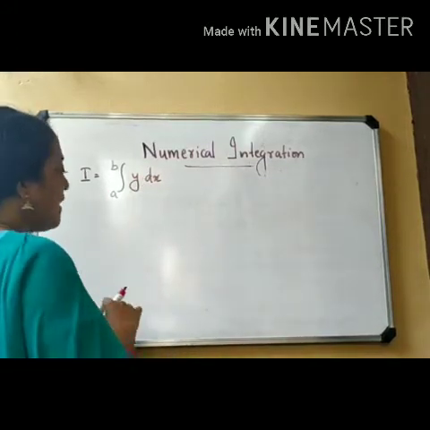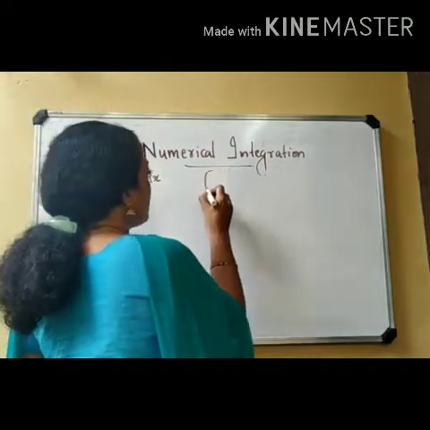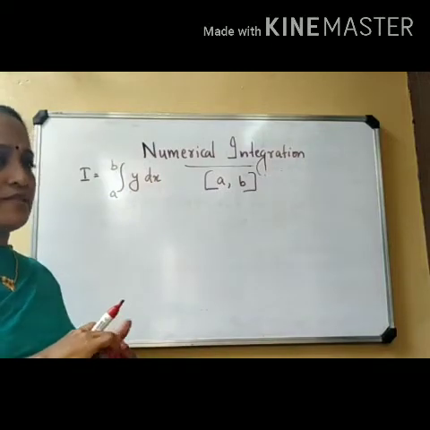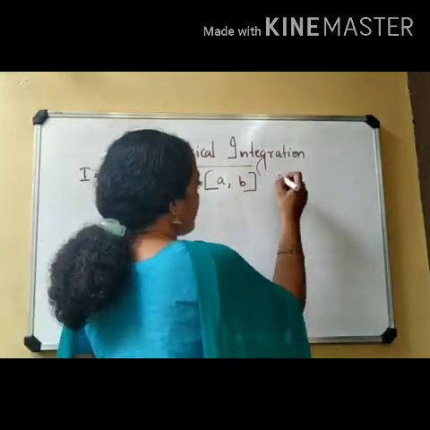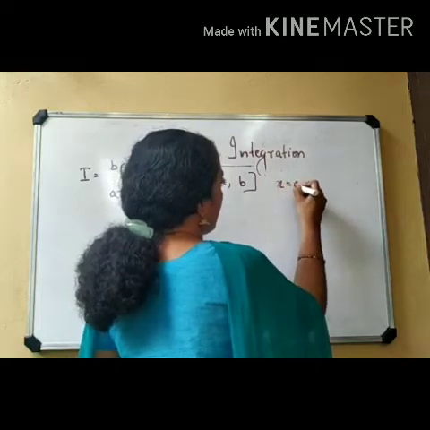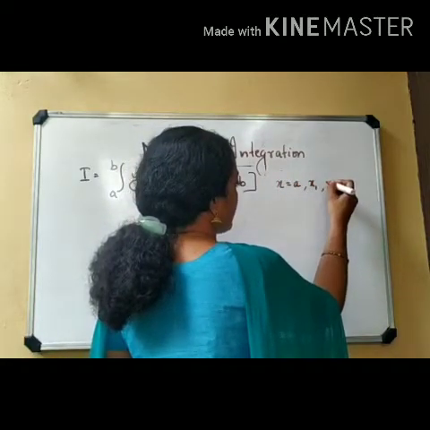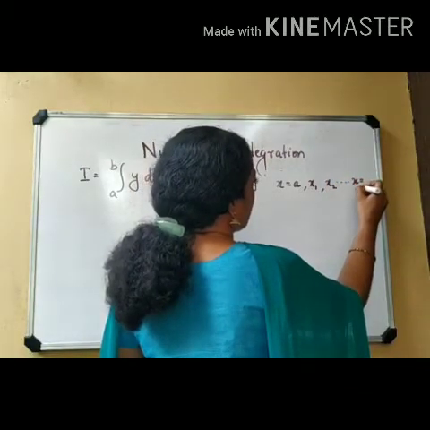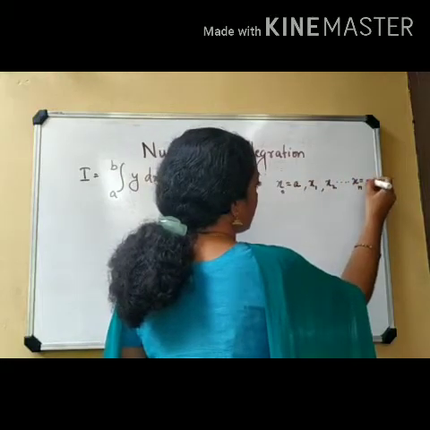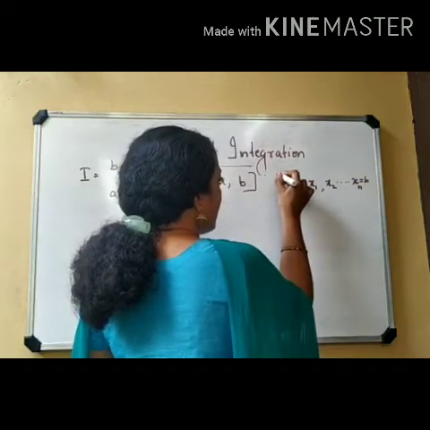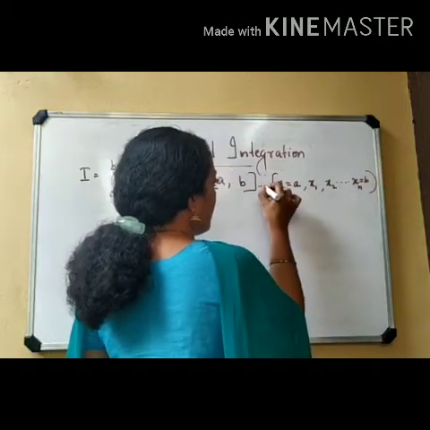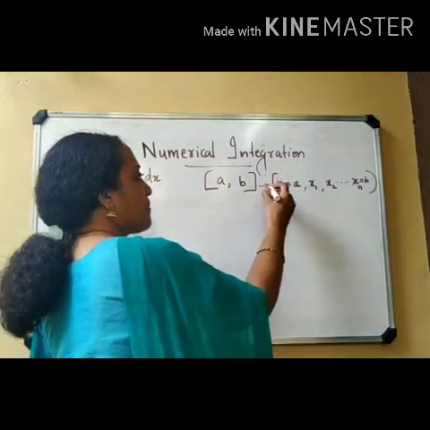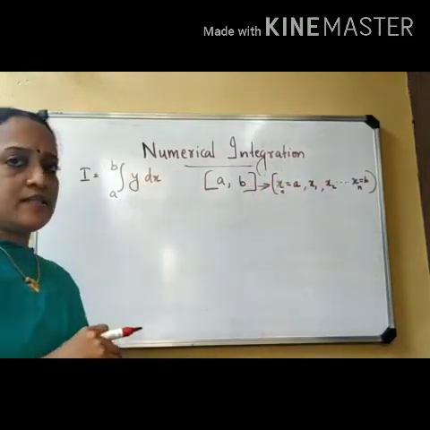Now we can divide this interval a to b into a number of equal intervals. So we can divide this as x is equal to a, then x1, x2, etc., up to x0 and xn is equal to b. So we can divide this interval into n equal intervals, or n data points x0 to xn.